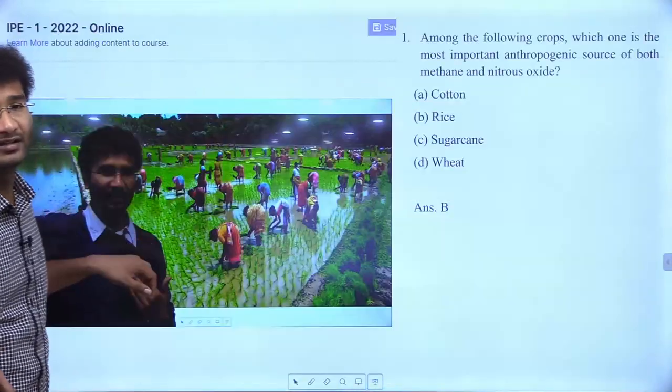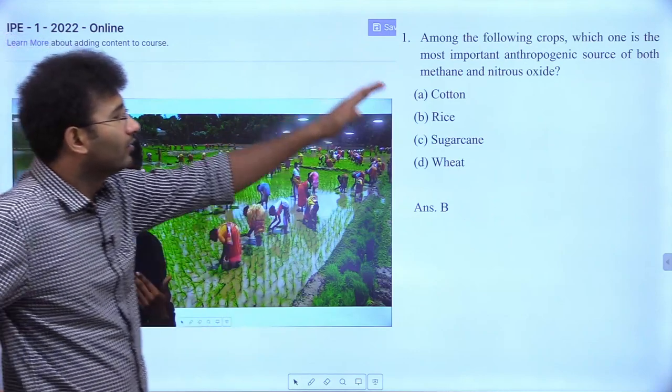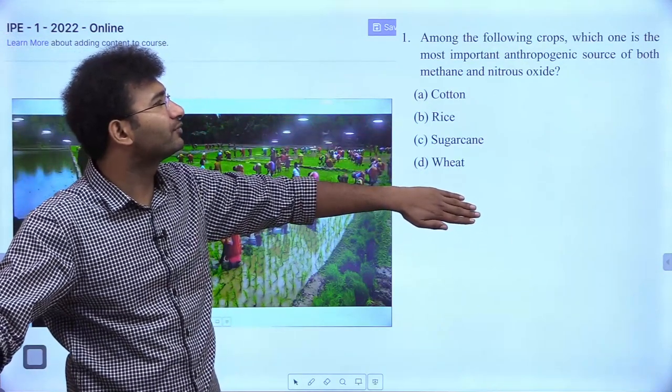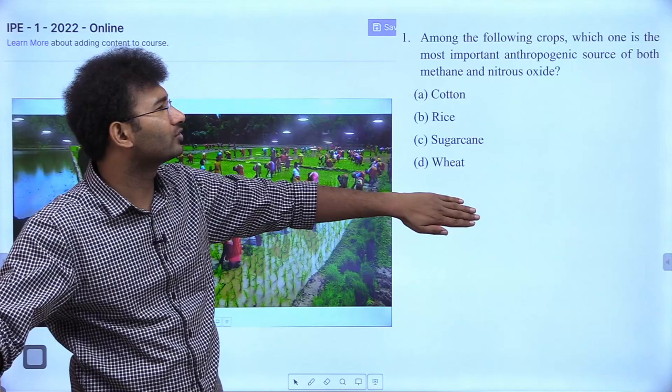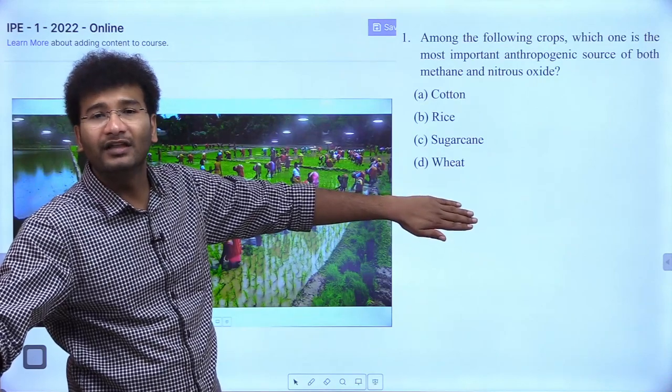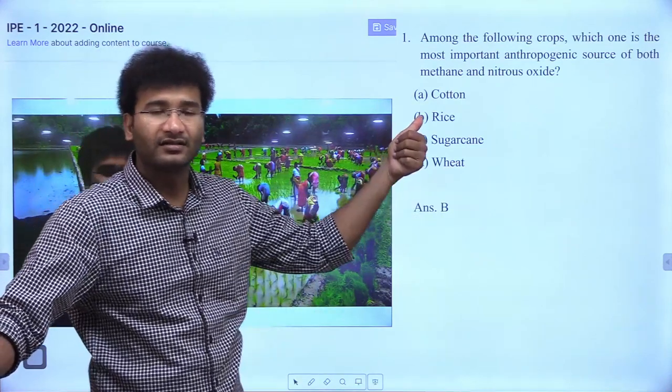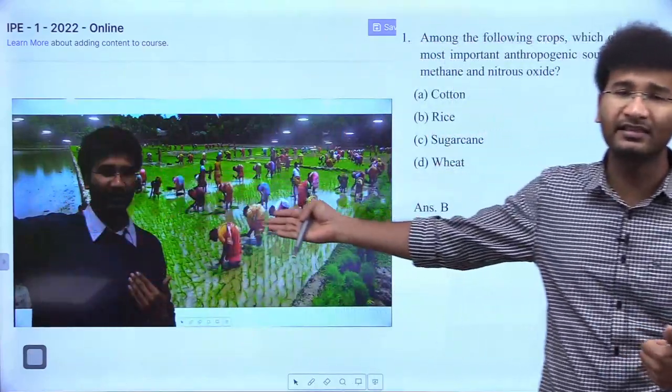And here we see the question, and look at this question: among the following crops, which one is the most important anthropogenic source of both methane and nitrous oxide? The answer here is rice. The same rice is discussed at length and in detail.